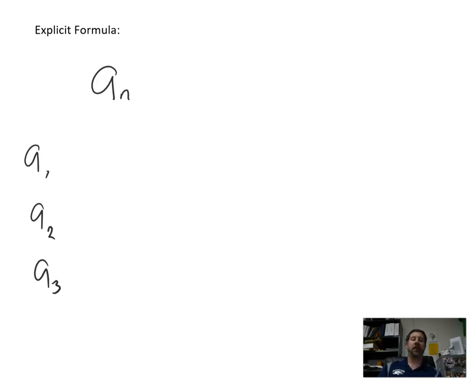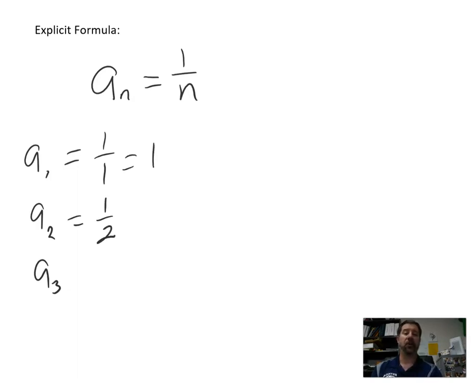In an explicit formula, a sub n is saying, if I want to find any term in my sequence, and then we generally have a formula that comes after it, like 1 over n. If I want to find any term in the sequence, I just plug in 1 for the first term, 2 for the second term. So in this case, the first term would be 1 over 1, or 1. The second term would be 1 over 2, or 1/2. And the third term would be 1 over 3, or 1/3.